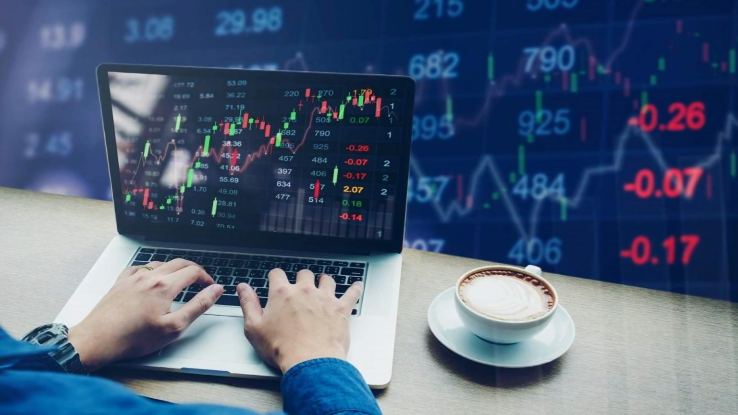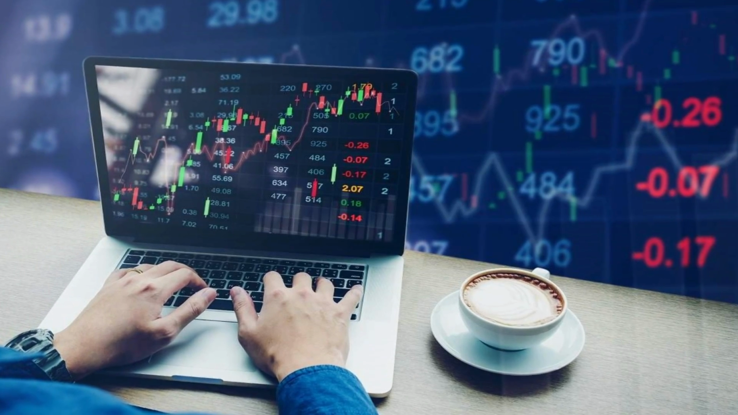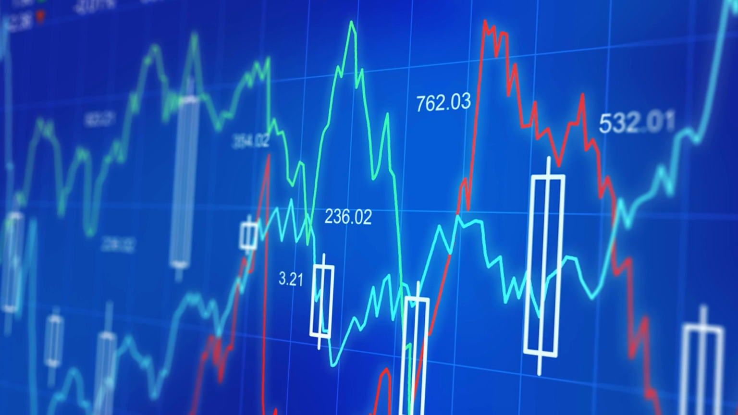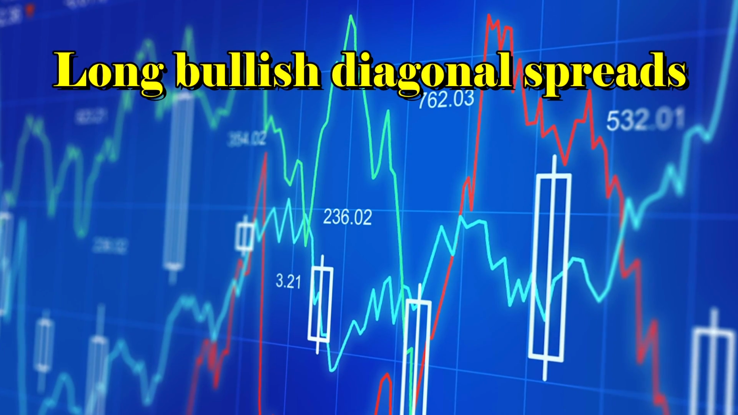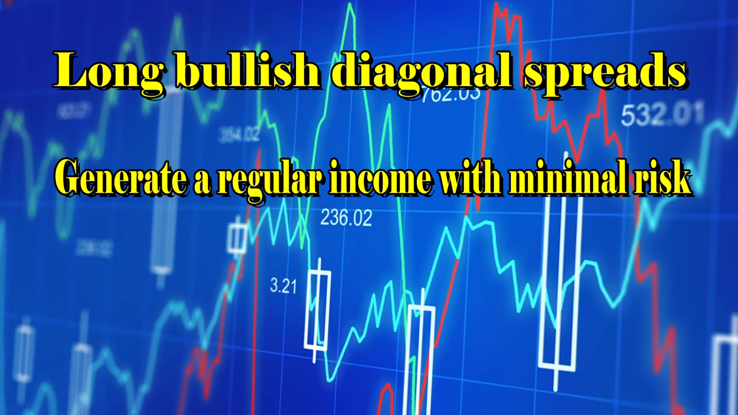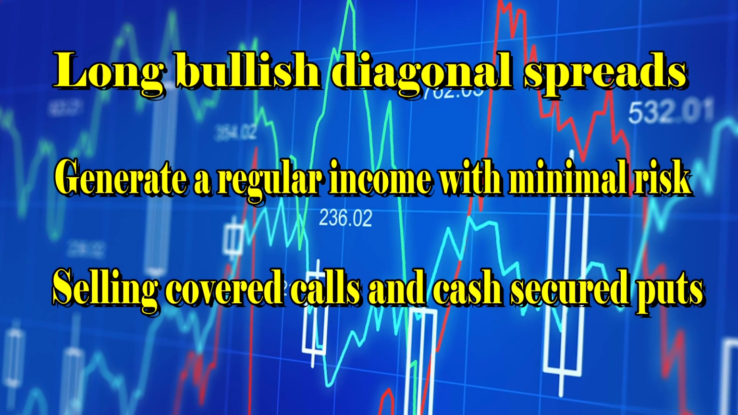This multi-legged option strategy requires a certain amount of knowledge and research, but can also be quite profitable over the long term. You can easily use long, bullish diagonal spreads to generate a regular income with minimal risk, the same as you can by selling covered calls and cash-secured puts.